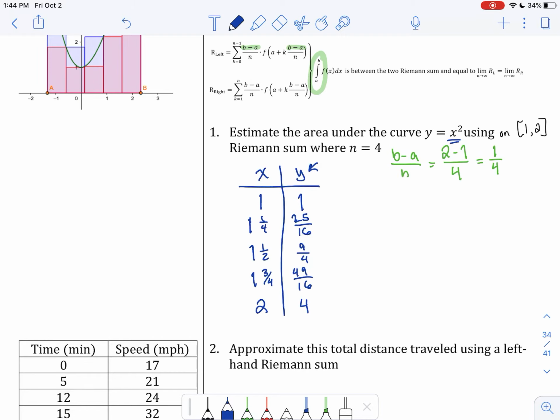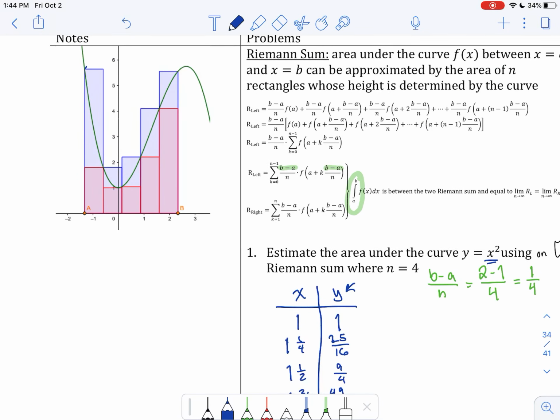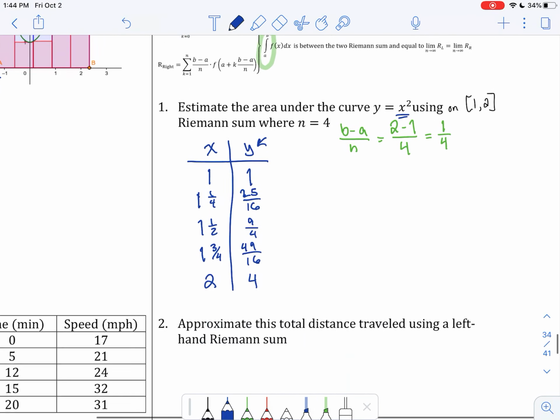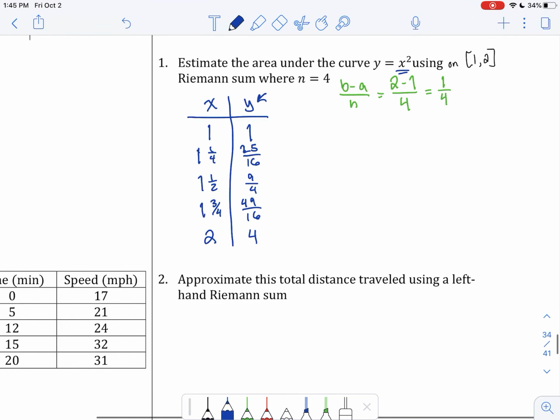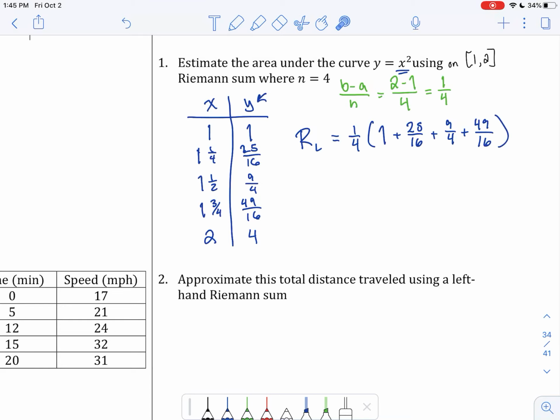Now, it doesn't specify right or left, so we're going to do both. The left Riemann sum, as we talked about here, always starts at a. So our a value is 1, so our left Riemann sum, R sub L, is going to equal the 1/4, that width of each rectangle, times the first one, 1, plus 25 over 16, plus 9 over 4, plus 49 over 16. And so we only go up to that because that's the left bound, as you can imagine, then 4 would be the right bound.